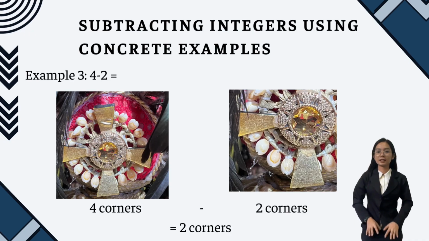Another example, class, using a concrete example. As we can see in the slides, on the left, we have an image with 4 corners. On the right side, we have one with 2 corners. So when we subtract, we are taking away the number of corners in the second image from the first. So we start with the 4 corners, class, and we subtract 2 corners. So if we take away 2 from 4, how many are left, class? Yes, correct, 2 corners. So 4 minus 2 is equal to, yes, 2.